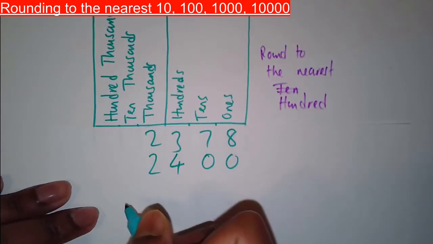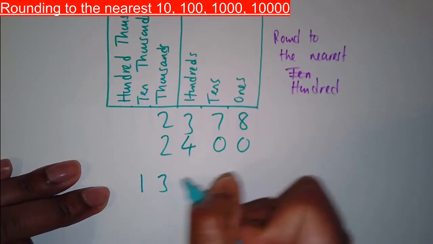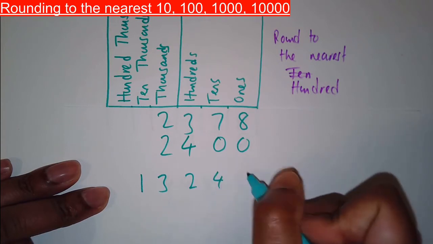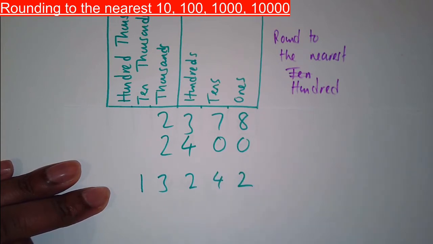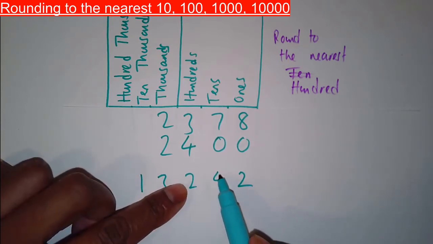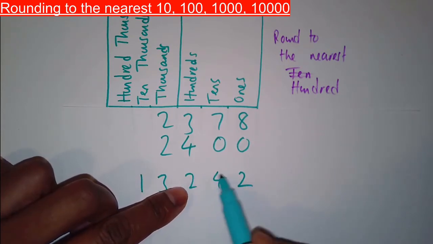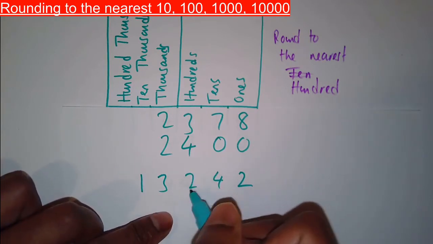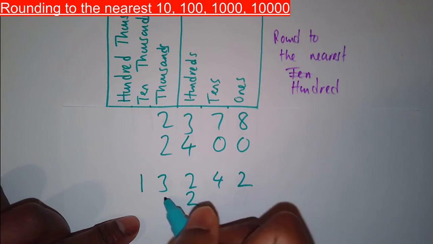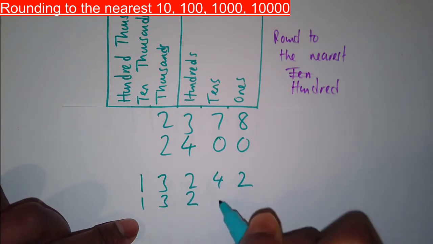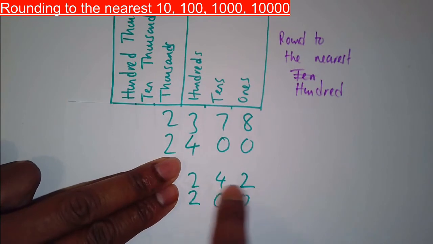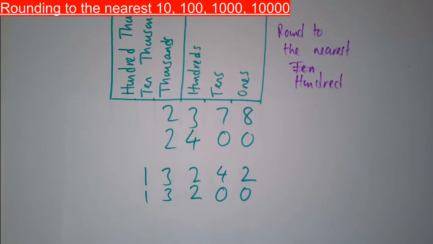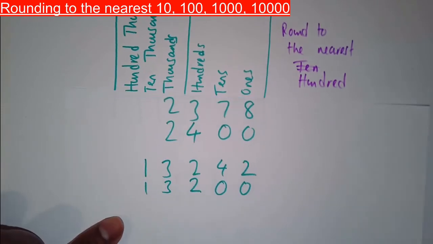Let's try another one. To the nearest 100. That's the hundreds column, so we look at the tens column right next to it. Ask yourself the question, is it 5 or more? No. So that 2 stays the same, everything else stays the same. Don't forget the zeros in the placeholder. So that 242 is closer to 200 than it is to 300. That's what it is. Right, another one.